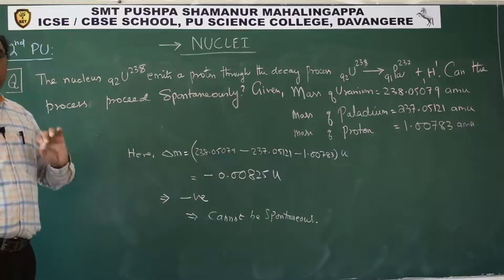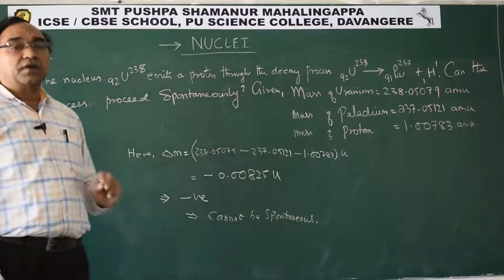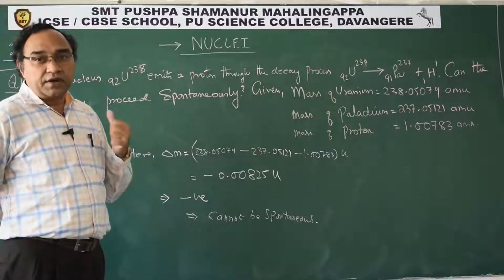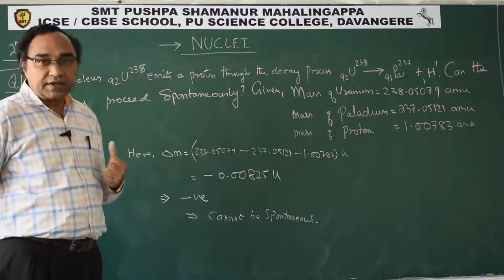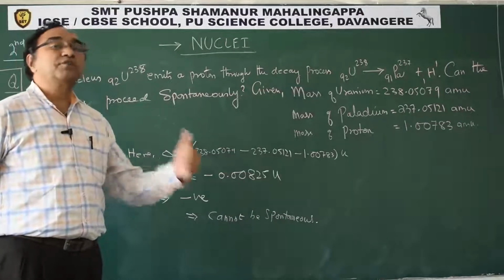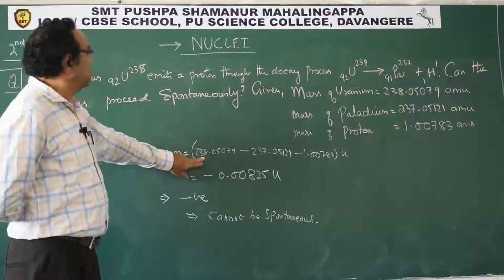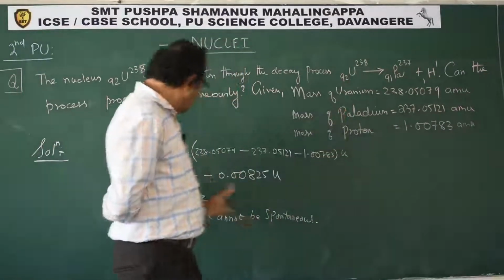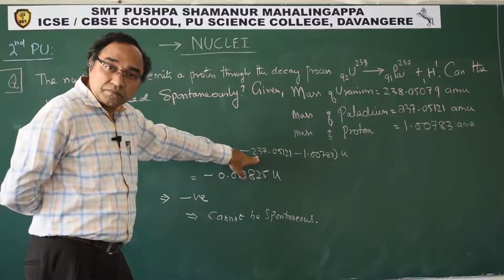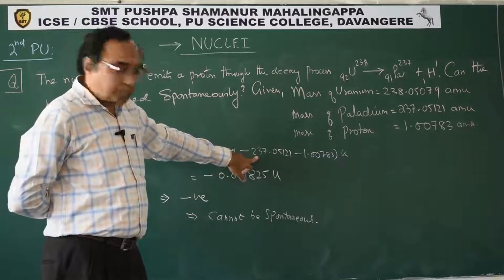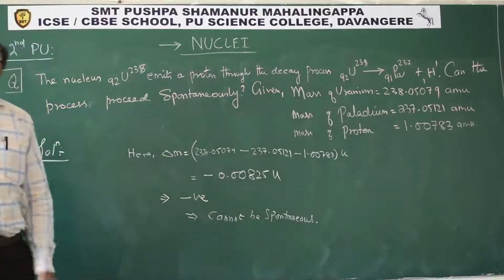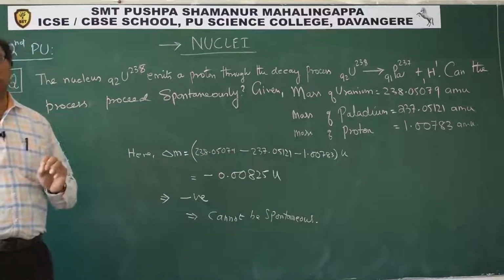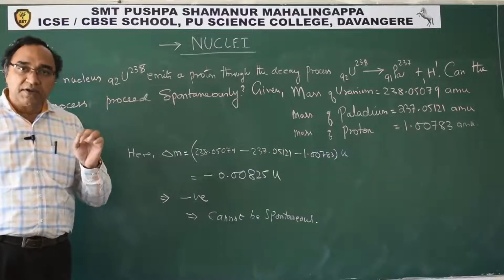So students, in such questions, the step involved is to find the mass defect. How are we finding the mass defect? Please understand this. We are subtracting from the reactants mass all the products mass. 238 is the mass of uranium. From that we are subtracting all the mass of the products. Check if you are getting negative, then that particular process cannot go spontaneous. If you are getting positive, then the process will definitely be spontaneous.